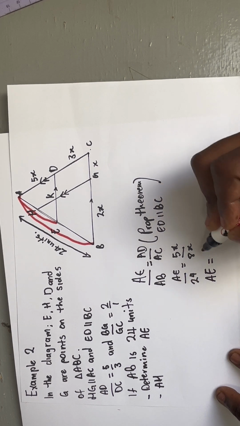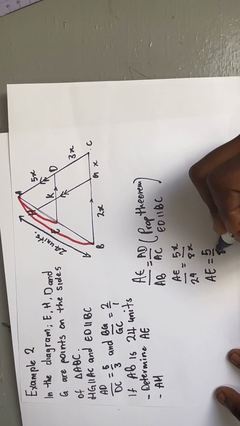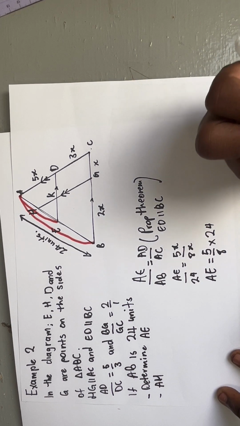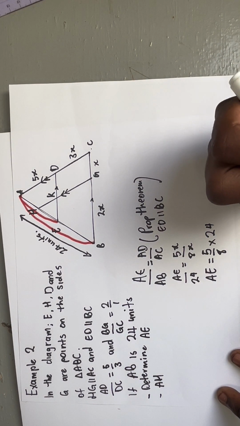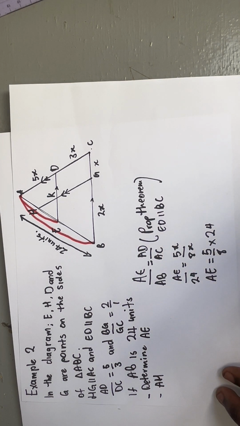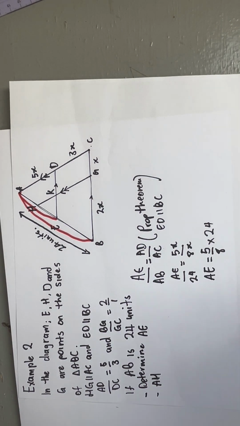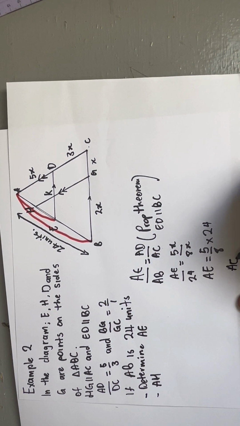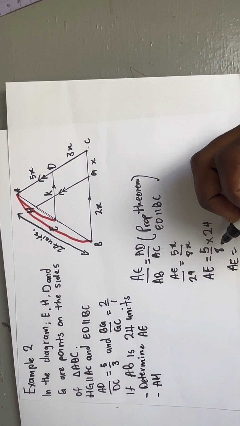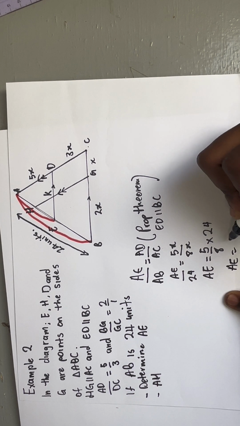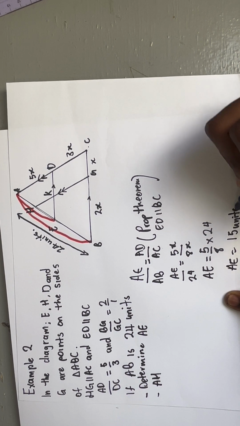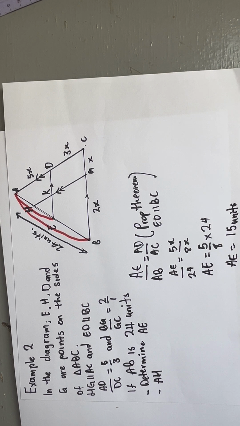So my AE is going to be equal to, I'm going to cross multiply, 5 over 8 multiplied by 24. 5 over 8 multiplied by 24. Then I get my distance of AE. Therefore, my AE is going to be close to 15 units. If my calculations lead me well, this is going to be 15 units, right? Then I've calculated my AE.